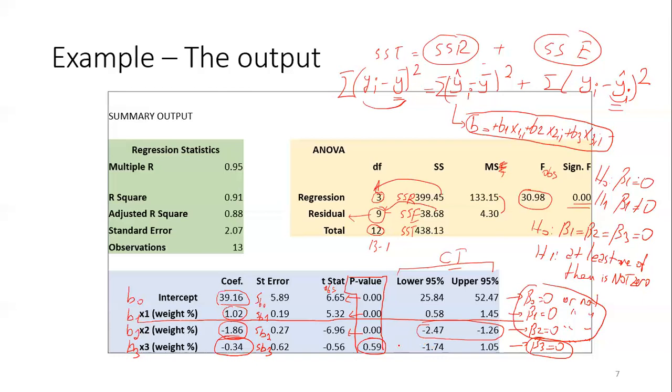And the last thing is, this is the confidence interval for B3. The confidence interval has 0 in it, okay? So remember, hypothesis testing and confidence intervals are equivalent. Since 0 is included in the interval, you cannot reject the hypothesis which says that beta 3 is equal to 0, right?